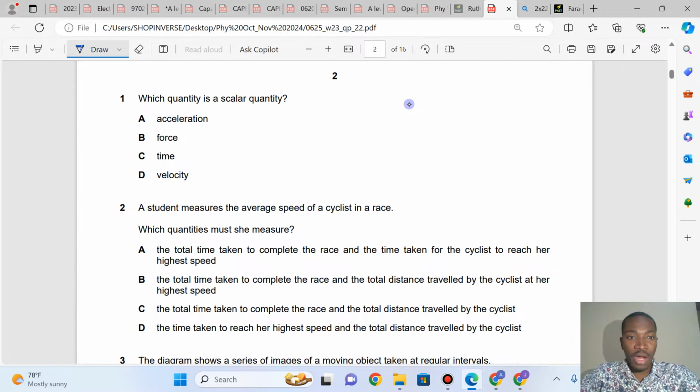Which quantity is a scalar quantity? A. Acceleration. B. Force. C. Time. D. Velocity. All other quantities but time are vector quantities, okay? Only time is a scalar quantity because you can't tell us the direction of time. But you can tell us the direction in which a force goes. So you can tell us the direction of acceleration and you can give the direction of velocity. So time is the only scalar quantity. The correct answer to question number 1 is C.